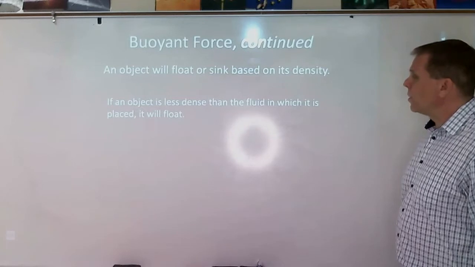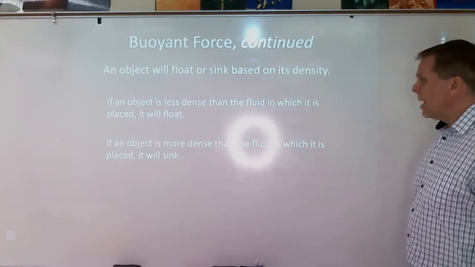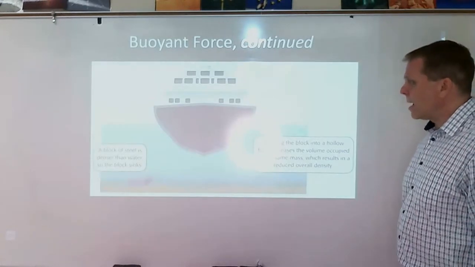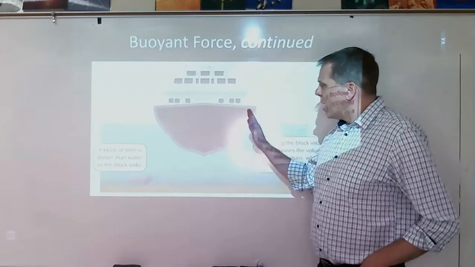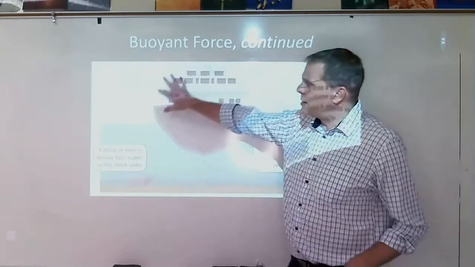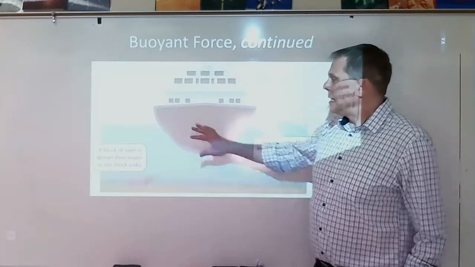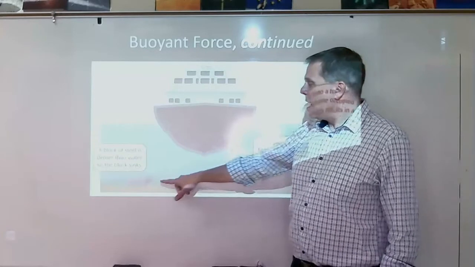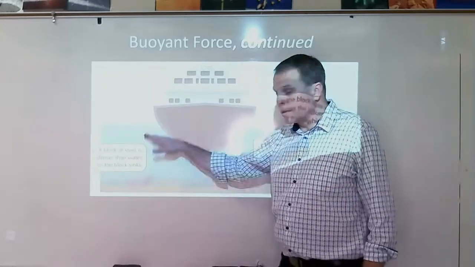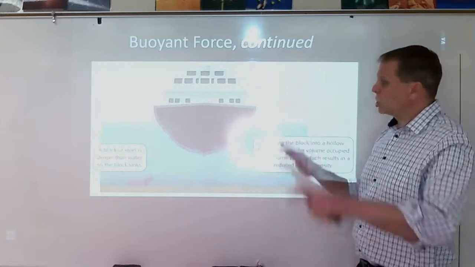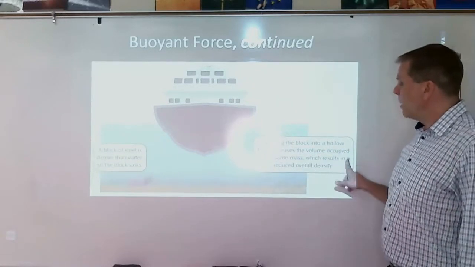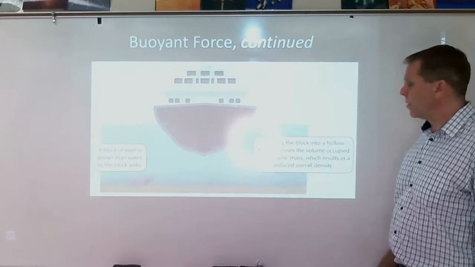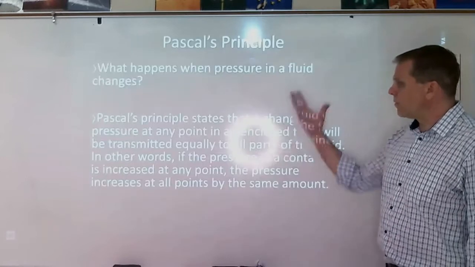The object is going to float or sink based upon its density. If it's less dense, it'll float. If the object is more dense than the fluid, it's going to sink. And here we again have our ship. All of this space in here makes the overall density of this ship less dense than the water, and so that's why it floats. If I took that same steel and put it into a block form, it's going to sink. But because I've spread it out and shaped it into a hollow form, I increase the volume, and so I decrease the overall density, and so it stays floating. And so the buoyant force is able to hold it up.